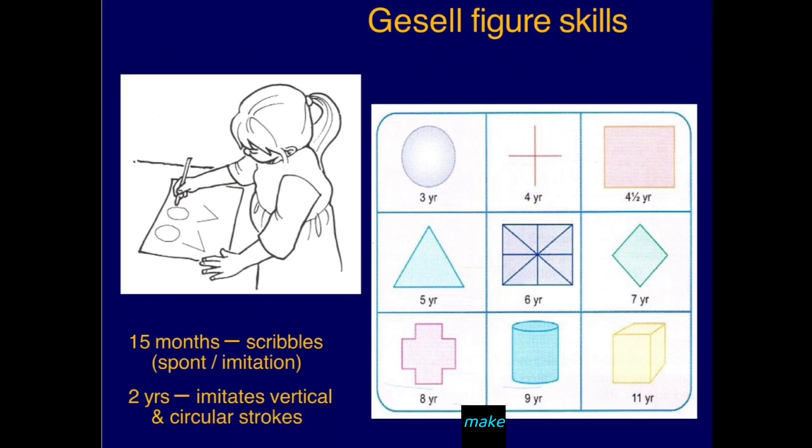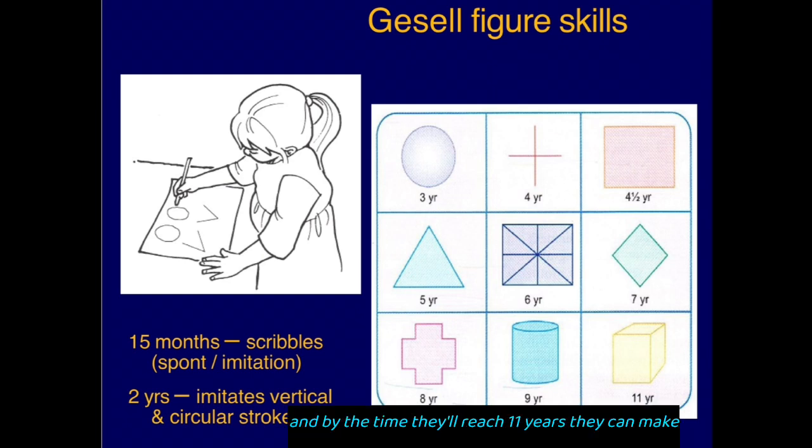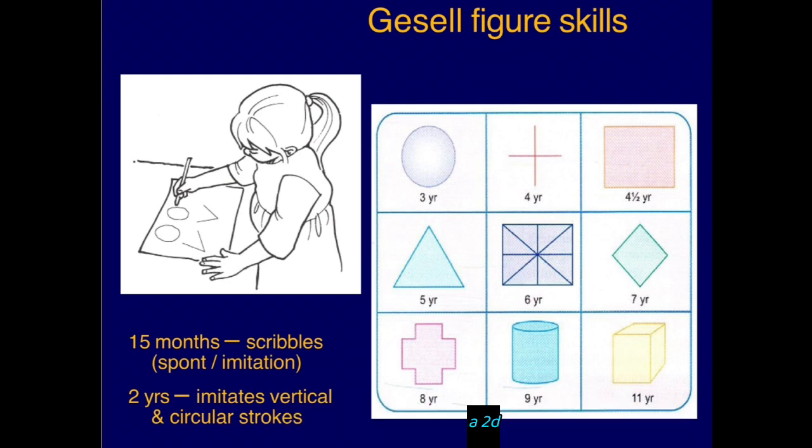By 4 years, they can make a cross. By 4.5 years, they can make a square. By 5 years, a triangle. Then complex images they can make, and by the time they reach 11 years, they can make a 2D image.